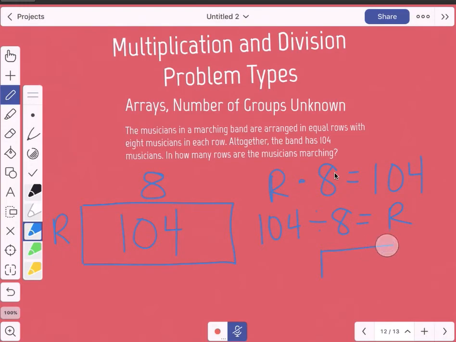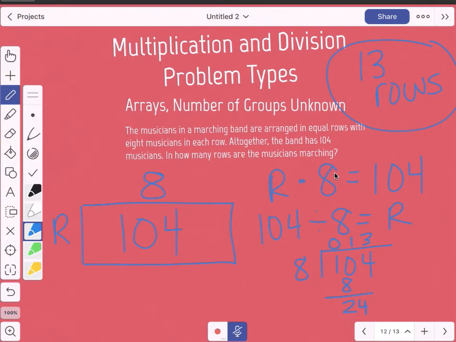So if I go ahead and solve, 8 goes into 1 no times, but it goes into 10 one time. And that gives me 24, and 8 goes into 24 3 times. So I would have 13 rows. Okay. Now I know that was a ton of writing, so I'm going to stop there.